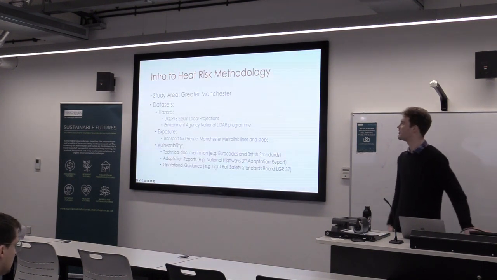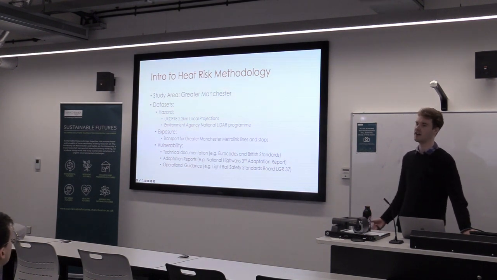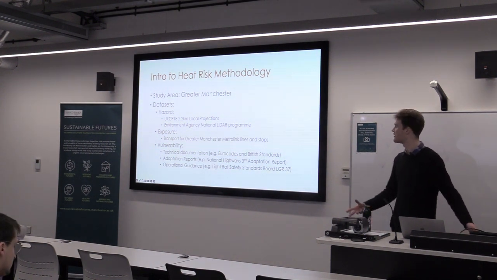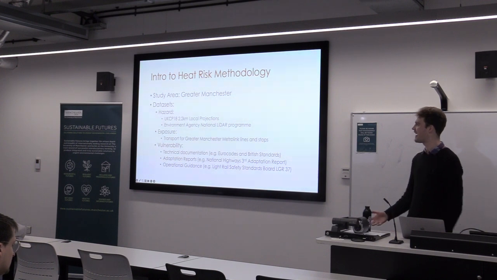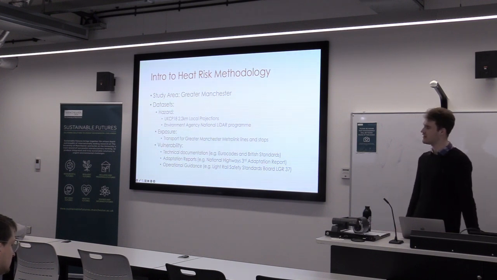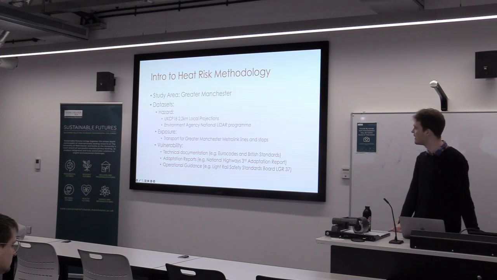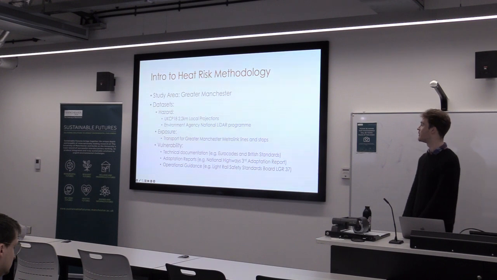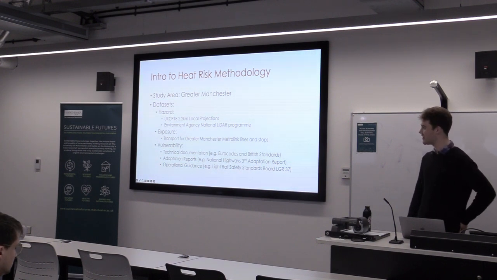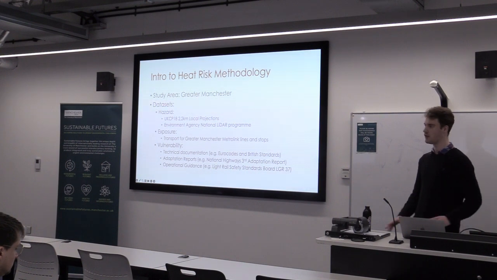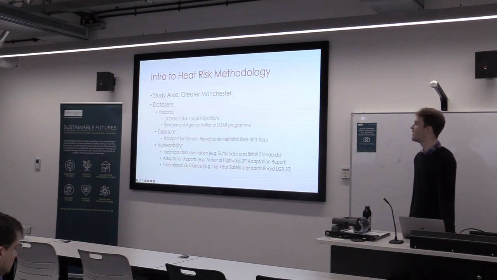Now, this slide is basically just to give you an overview of the kind of data sets I've been playing around with to follow this research question. So, to understand hazard, what I'm using is the Met Office's UKCP climate projections. These are at a very fine scale, 2.2 km resolution. And I'm also using LiDAR data available from the Environment Agency's National LiDAR Programme. To understand exposure, fortunately, Transport for Greater Manchester provide a wealth of data on their transport network. What I'm looking at specifically, and what I'm going to show you here, is the Metrolink tram network.